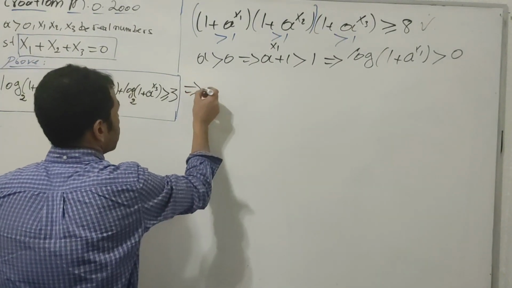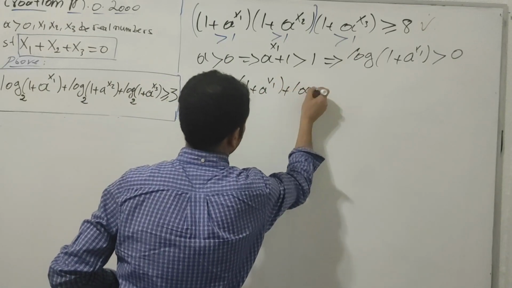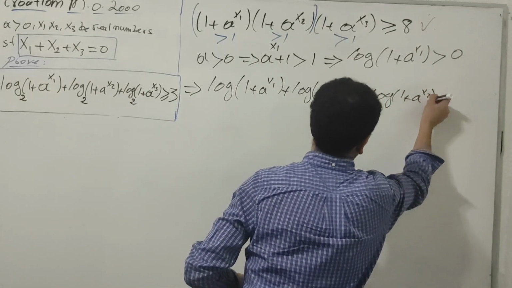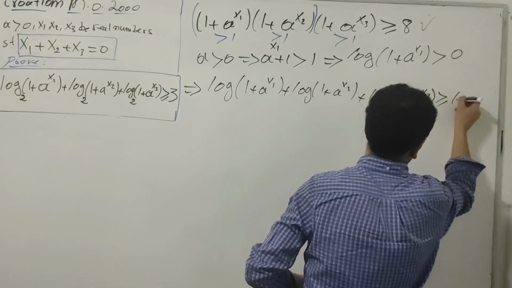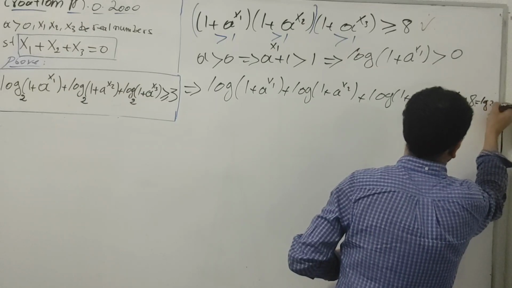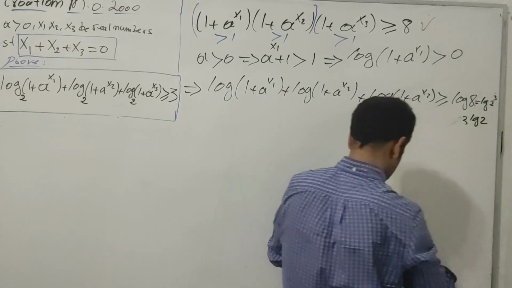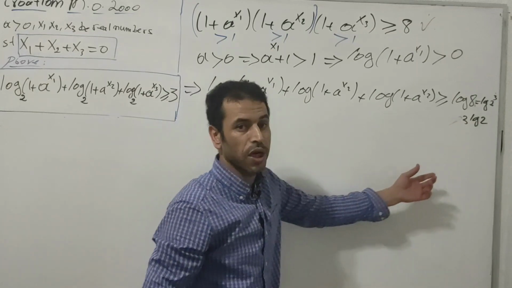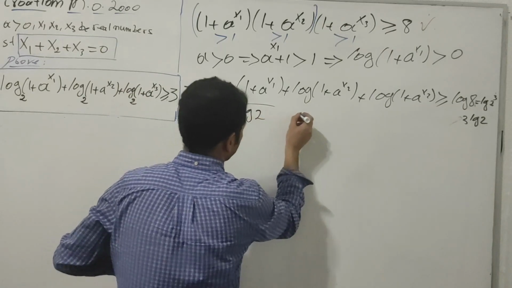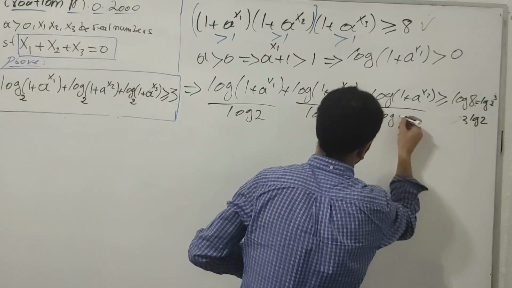Now by applying the log on both sides, I will get the log of 1 plus a to the x1, plus the log of 1 plus a to the x2, plus the log of 1 plus a to the x3. The entire thing is superior or equal to the log of 8. The log of 8 is the same as the log of 2 to the 3, which is the same as 3 times the log of 2. Now I'm going to divide both sides by log of 2. This term is divided by log of 2, the same with this term.